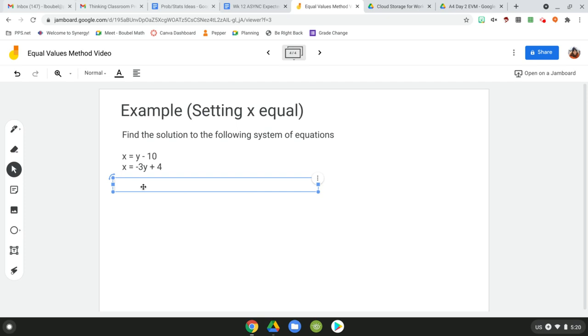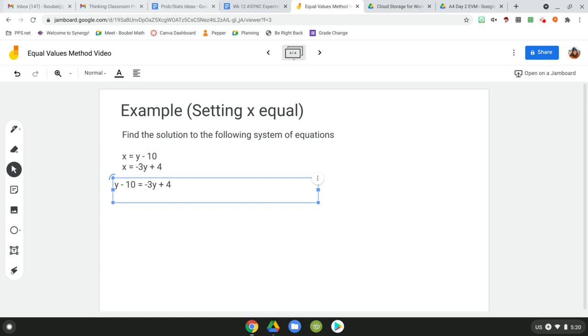Okay, so I'm not going to list the steps this time, but I'm still going to do this example problem. Okay, so first thing I do here is I set the equations equal to each other. Now I've got x isolated on both sides. I'm not going to have x equals x. That's not going to help us. But I can still solve for y here. So I'm going to do y minus 10 equals negative 3y plus 4.